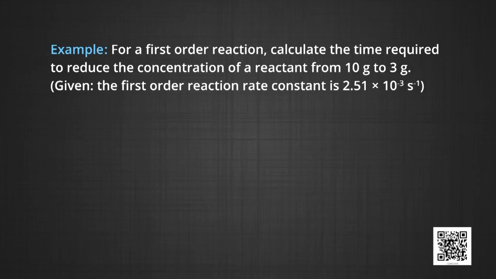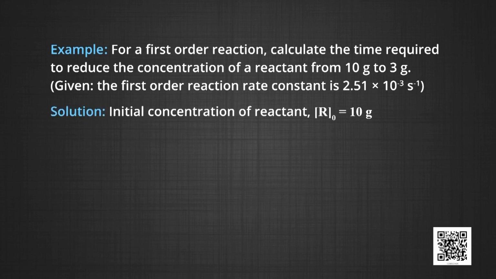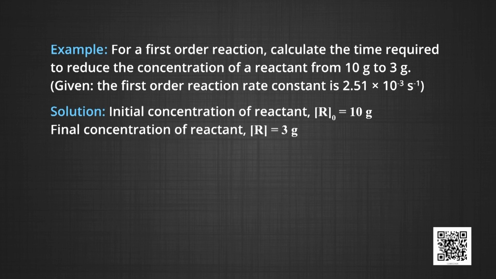Now let me take another example. For a first order reaction, calculate the time required to reduce the concentration of a reactant from 10 grams to 3 grams. Given the first order reaction rate constant is 2.51 into 10 raised to power minus 3 per second. Now let's solve it. The initial concentration of the reactant R0 is equal to 10 grams. The final concentration of the reactant Rt is equal to 3 grams. The rate constant given is 2.51 into 10 raised to power minus 3 per second.